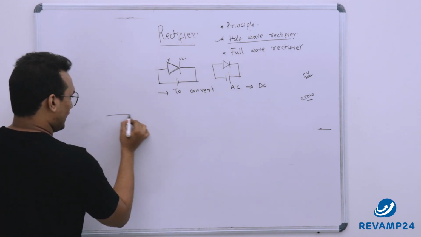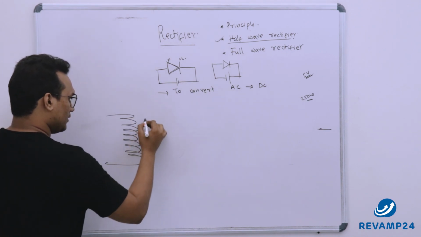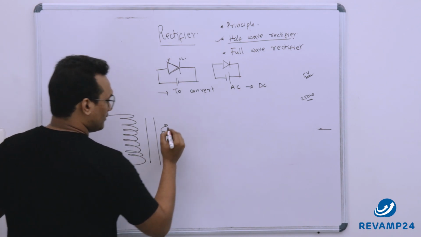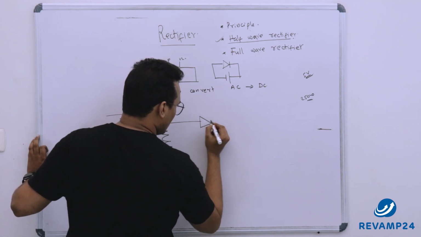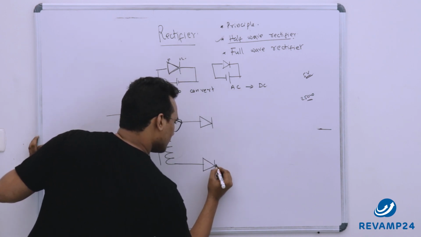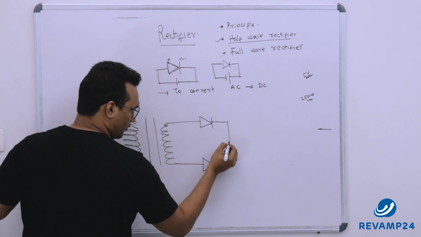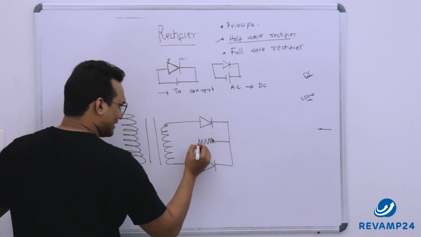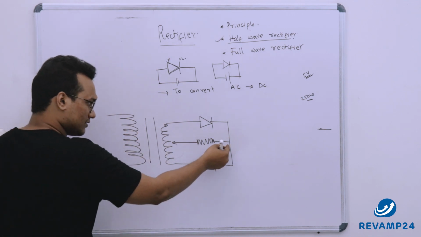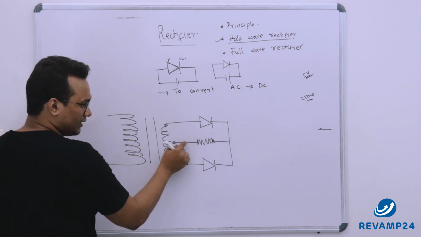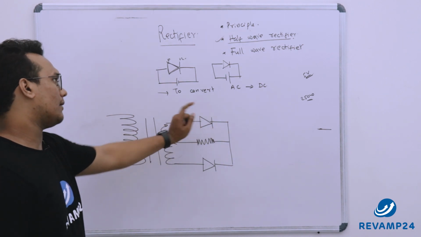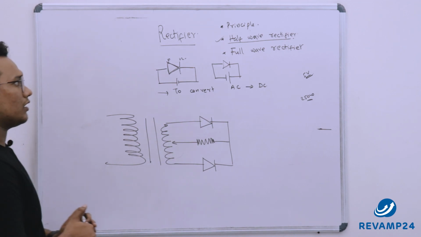Now full wave rectifier, I have an input of 220 volts that has to be stepped down to the desired value. Then I will use a diode here, and I will also connect one more diode here, and these two are now connected to the load here, and this is now connected to the transformer. This is called a center tapped transformer because one end of the load is connected to the center of this coil. So this is called a center tapped rectifier or full wave rectifier.